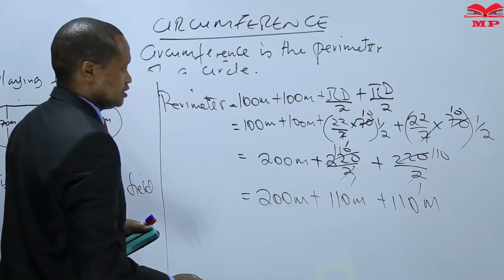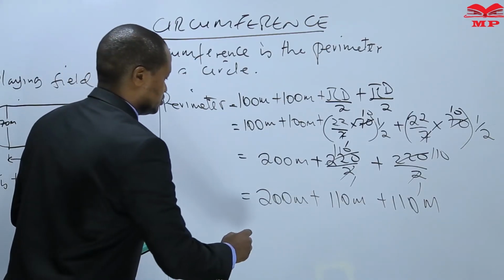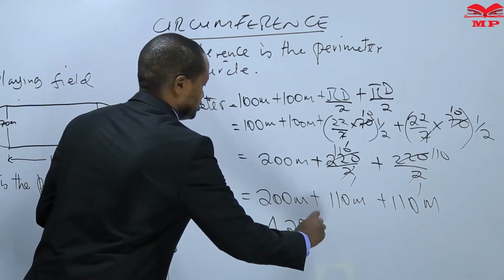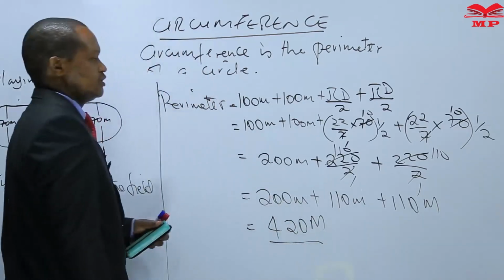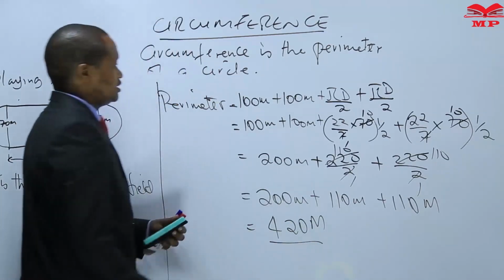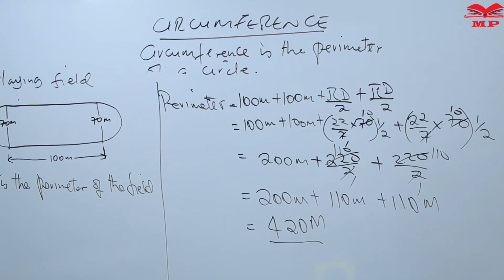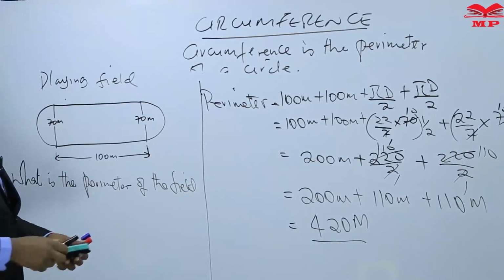So this will be equal to 420 meters. 420 meters is the perimeter of the playing field. The perimeter of this playing field is 420 meters.